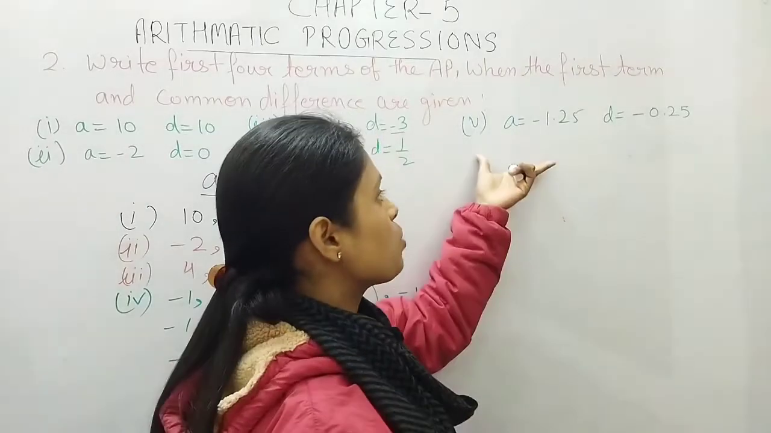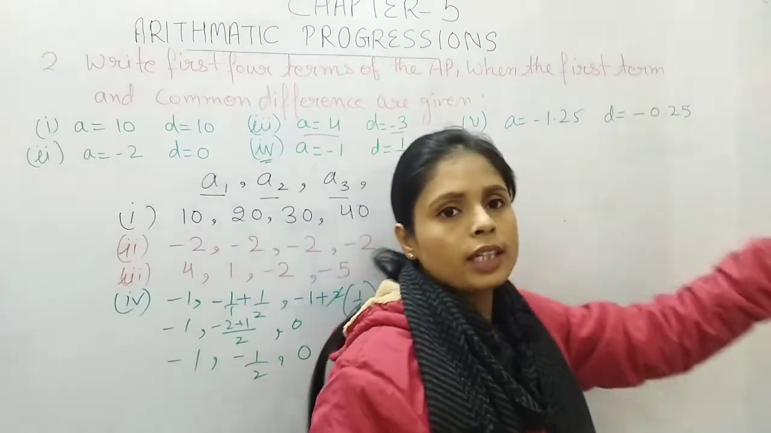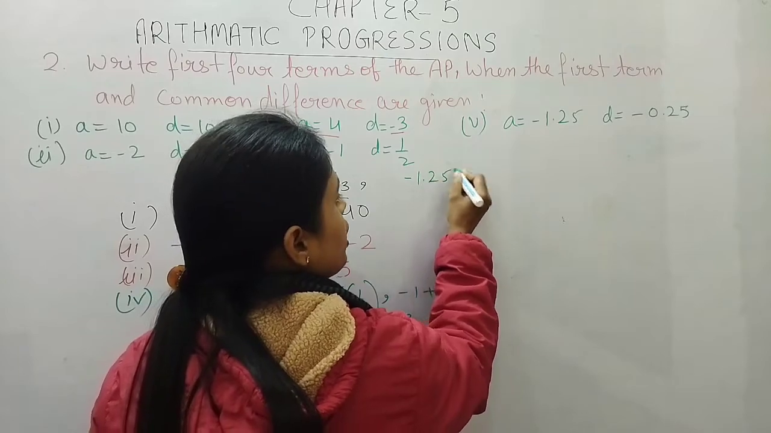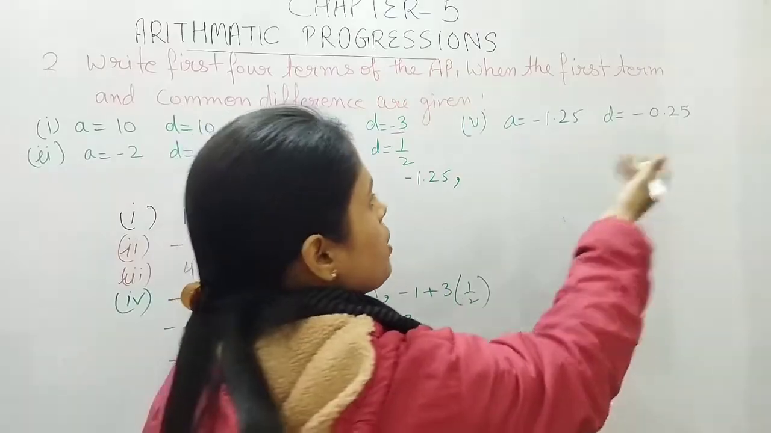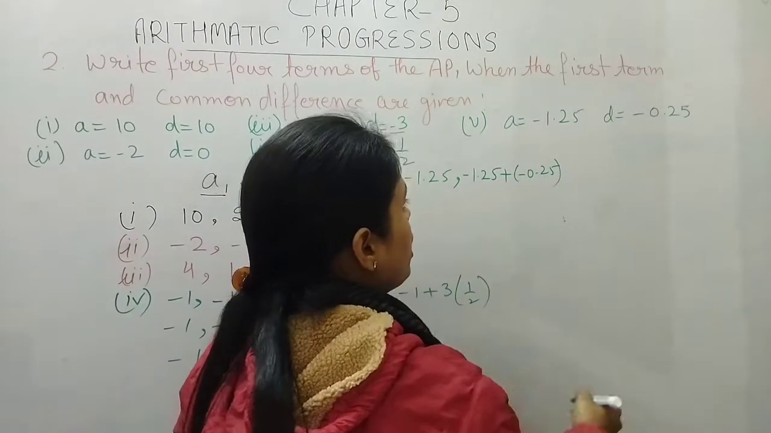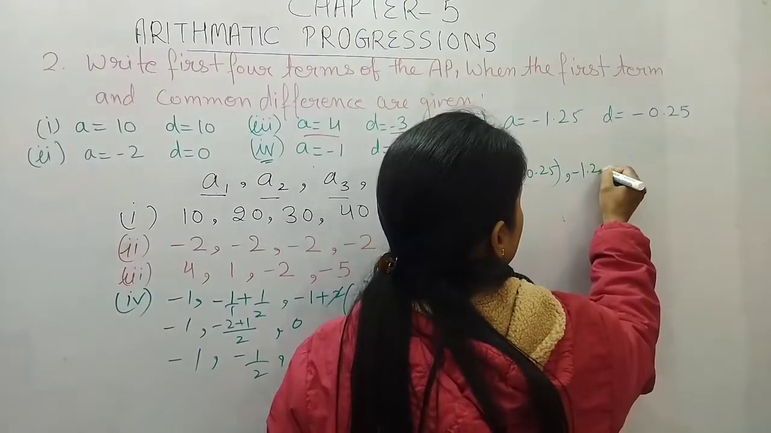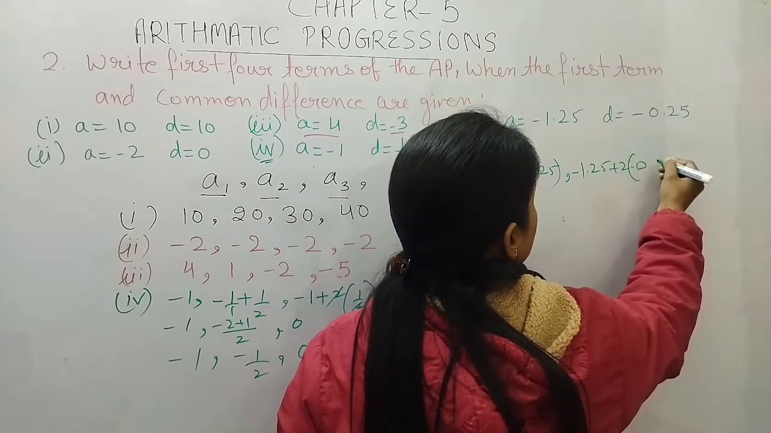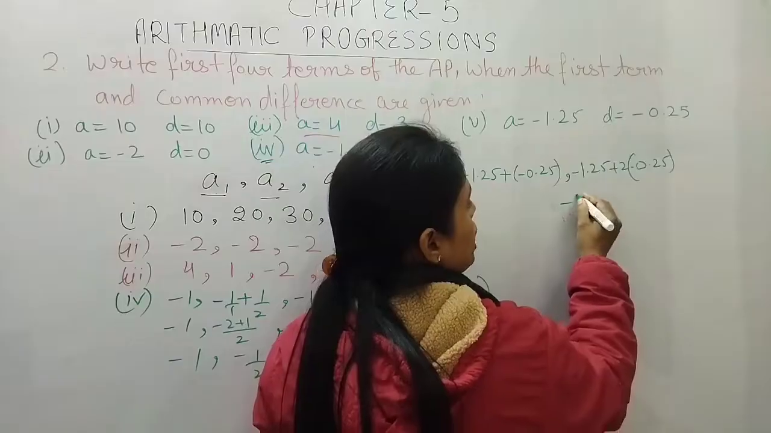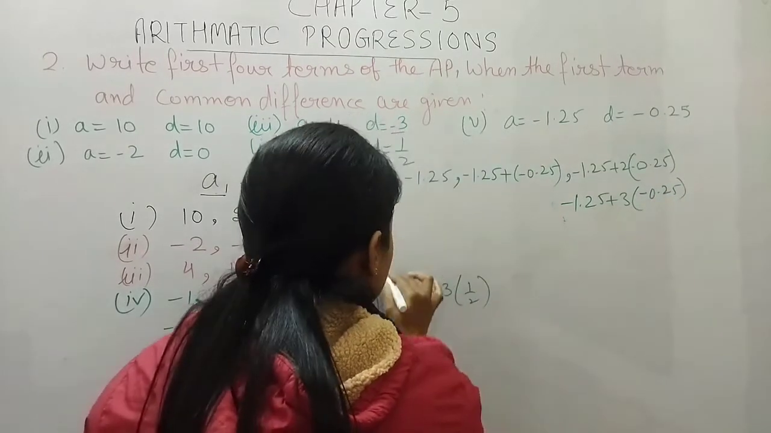So let's do the last part of this question, that is A is minus 1.25, D is minus 0.25. So let's start. The first term will be as it is, minus 1.25, that is A, and then the second term A plus D, that is minus 1.25 plus minus 0.25. Then for the third term A plus 2D. So minus 1.25 plus 2 into minus 0.25, and for the fourth term A plus 3D, so that is minus 1.25 plus 3 into minus 0.25. Now let's do the solution.